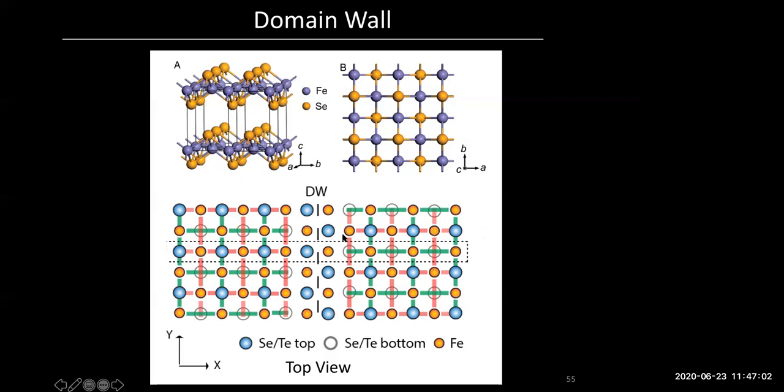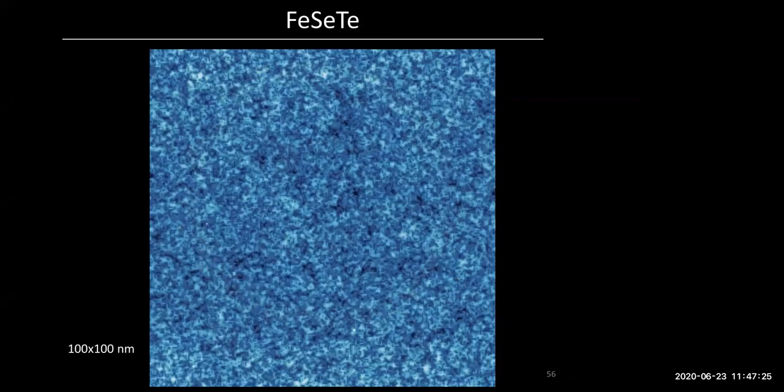This is a top view, right? This is all the atoms on the left, this is all the atoms on the right, and you can see that the top selenium has flipped over to the bottom selenium on this side. So if you have such a domain wall, according to Jianping Hu at least, you should see a phase shift in the order parameter between this side and this side. That's the idea. So here is the beautiful field of view I showed you earlier.